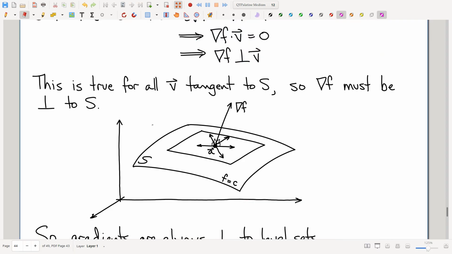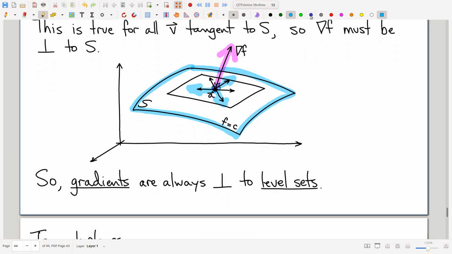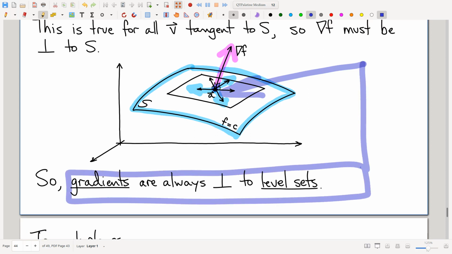And said differently then, gradients, being as they are orthogonal to all possible tangent vectors, I claim that gradients also have to be orthogonal to the surface. So this perpendicularity that I've drawn in the picture there: gradients are always perpendicular to level sets.